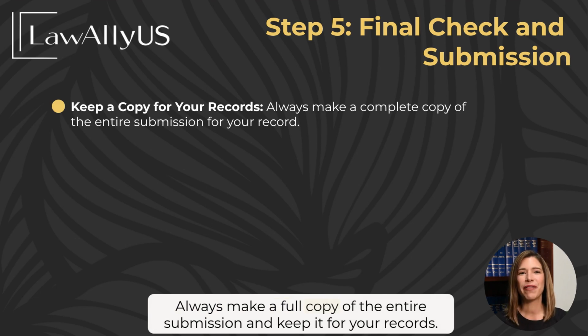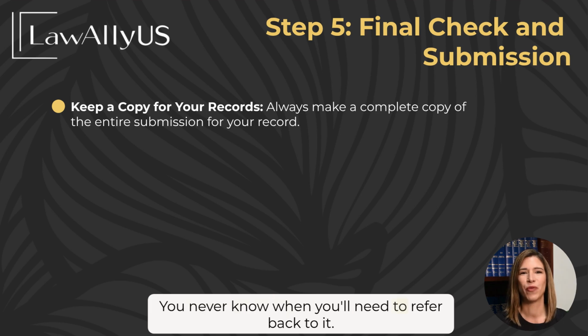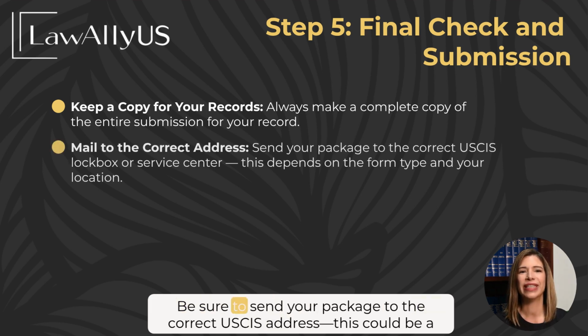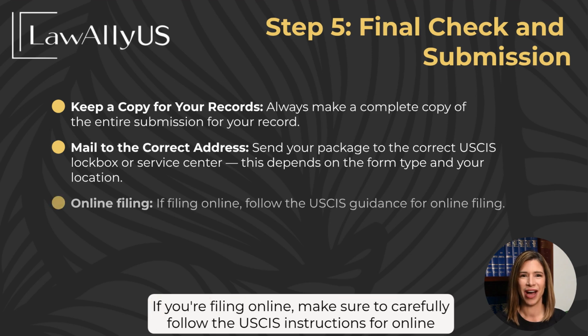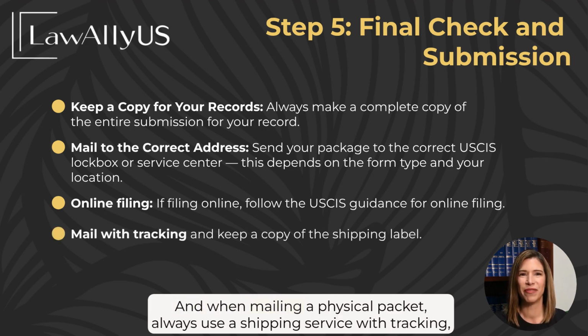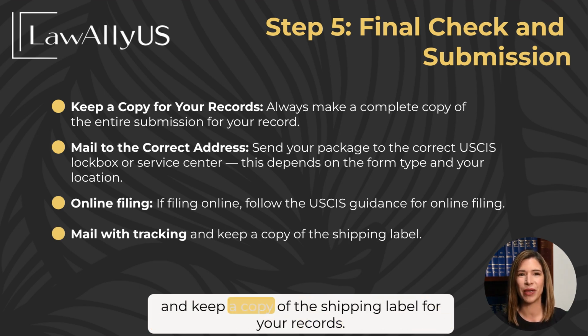Always make a full copy of the entire submission and keep it for your records. You never know when you'll need to refer back to it. Be sure to send your package to the correct USCIS address. This could be a lockbox or service center, depending on the type of form and where the petitioner lives. If you're filing online, make sure to carefully follow the USCIS instructions for online submissions. And when mailing a physical packet, always use a shipping service with tracking and keep a copy of the shipping label for your records.